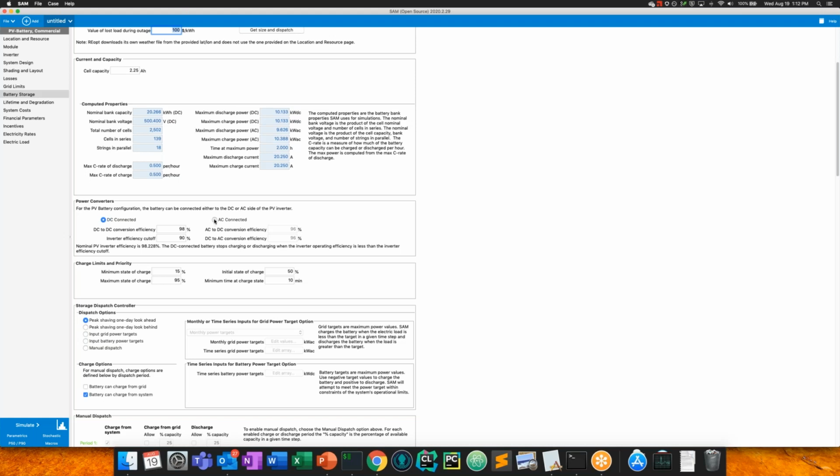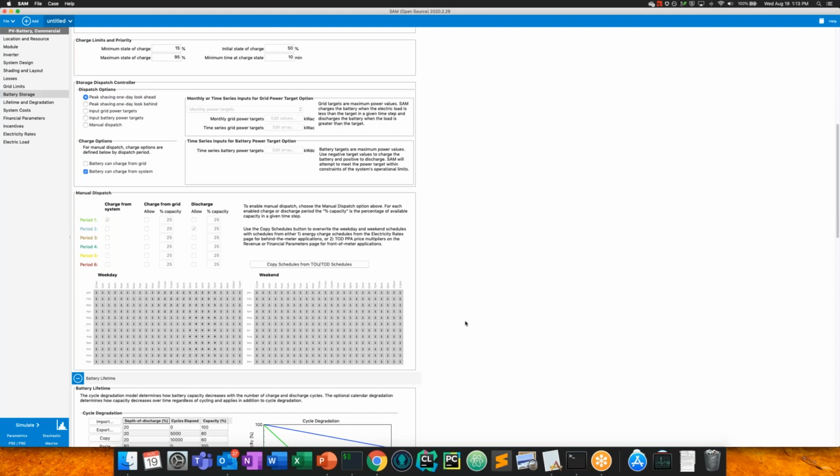Next, we have the charge limits and priority. This captures some of the functionality of battery management systems as they maintain a safe and optimal operating window of current, temperature, and state of charge. And so we can choose some maximum and minimum state of charge, as well as enforce some minimum time at a charge state to prevent rapid cycling.